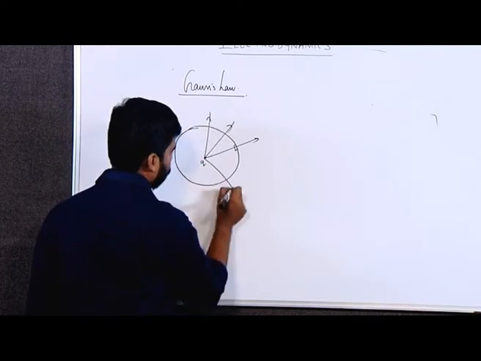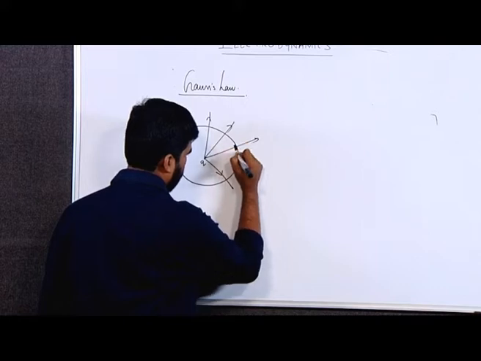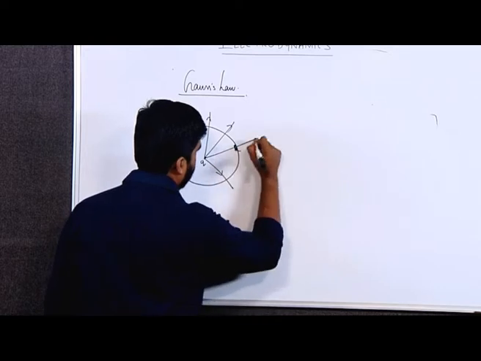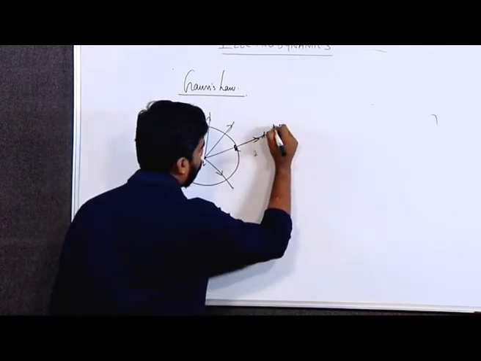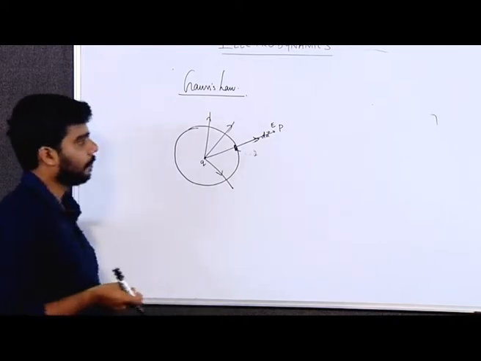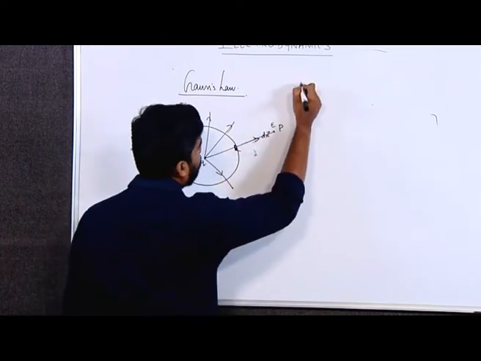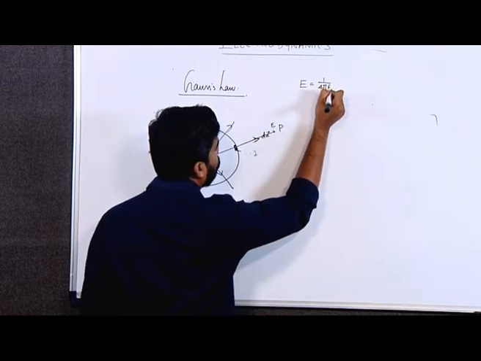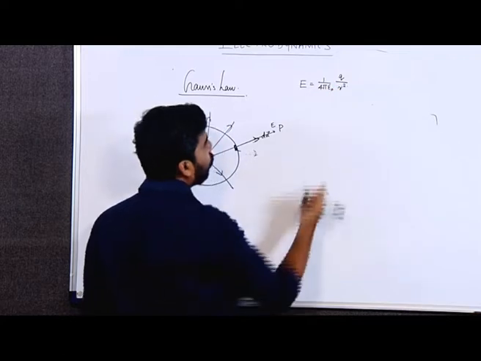are emerging out, and I am checking through a small area dA. The blackened one is dA, and the area vector is always perpendicular to the surface. So at the point P, what is the electric field? We know that the electric field at any point is equal to 1 by 4 pi epsilon 0 q by r square, the magnitude of electric field.